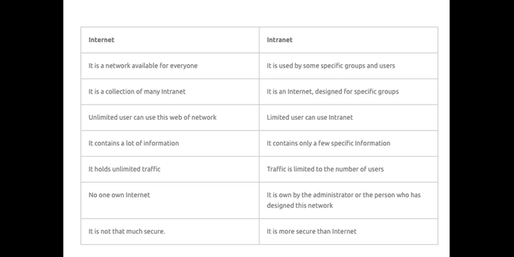In the internet, we have a lot of information that should be maintained, but in an intranet we have some specific information to maintain. Compared to an intranet, the internet can hold unlimited traffic, but in an intranet we have a limited number of systems, so limited users, and the traffic is also limited. So that is the basic difference between internet and intranet. And comparing the security of the two, the intranet is more secure than the internet, but the internet is not that secure compared to an intranet.